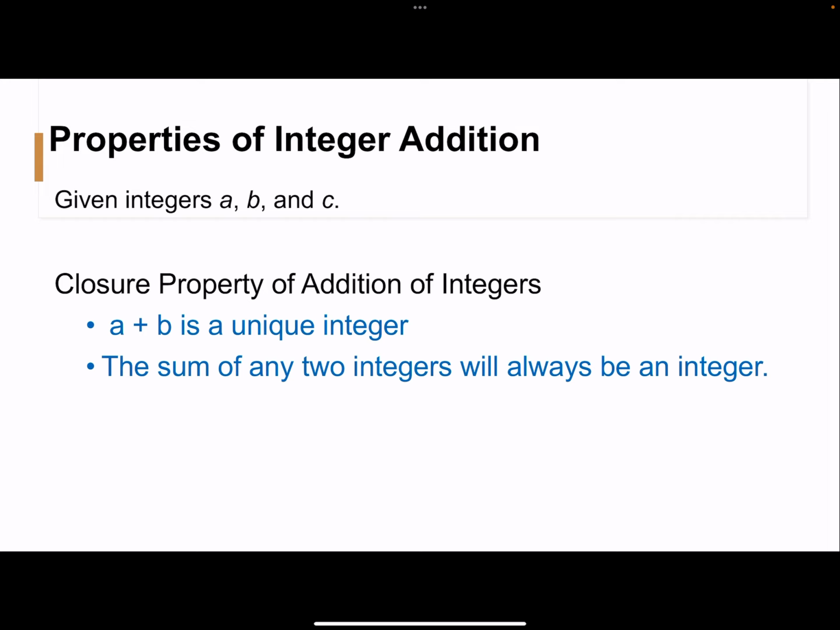All the closure property says is if I add two integers together, my sum will always be an integer. So if I take -3 and I add together a different unique integer, my answer will always be an integer. There's no way that I can add two integers and my answer come up to be a decimal or a fraction. An integer plus an integer will always be an integer. That's what the closure property of addition means.